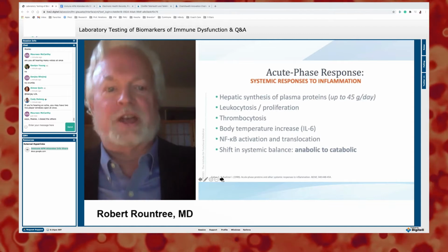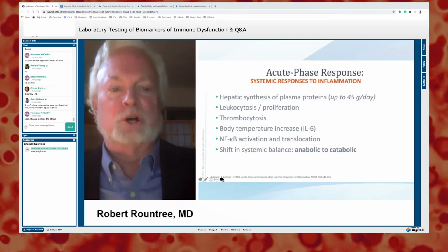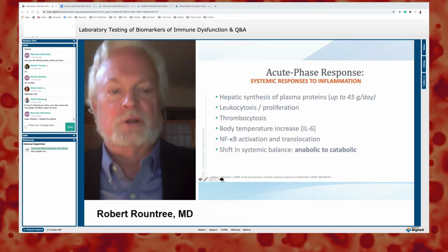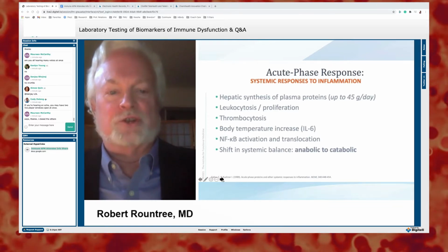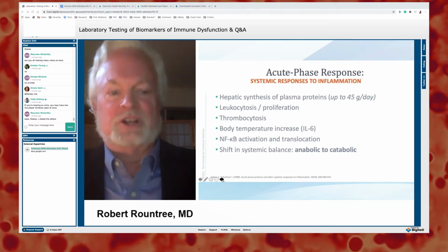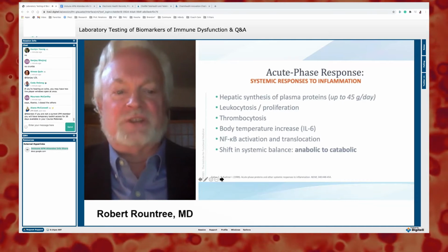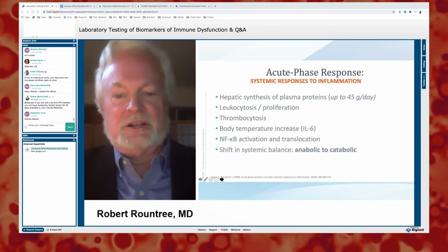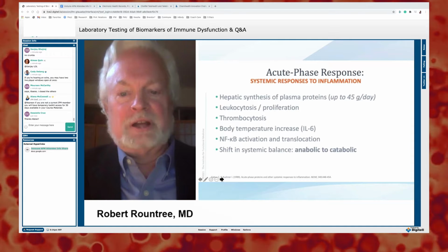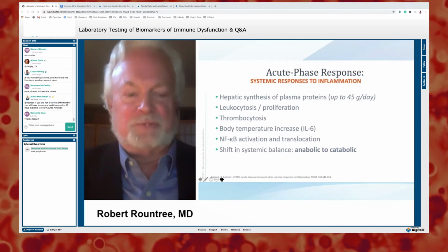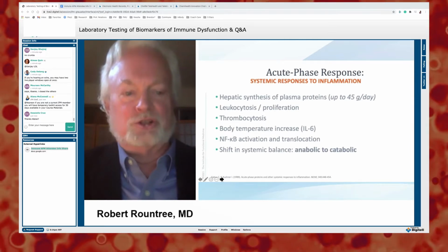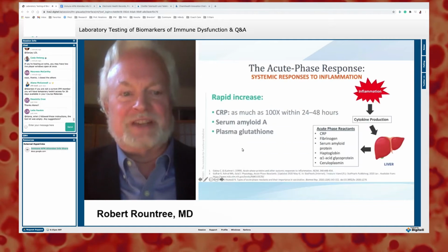The white blood cell count goes up. You have thrombocytosis, an increased clotting. You get an increase in body temperature from endogenous pyrogens. You get activation of NF-kappa B. And as I said, you shift to an overall catabolic state. The acute phase response is one heck of a way to lose weight. I wouldn't recommend it, but it does happen.